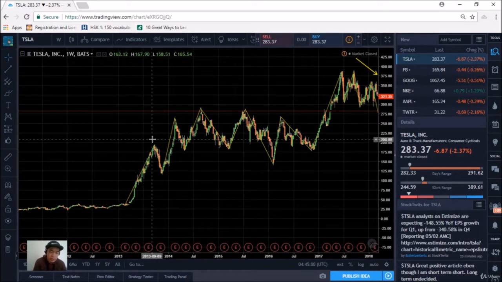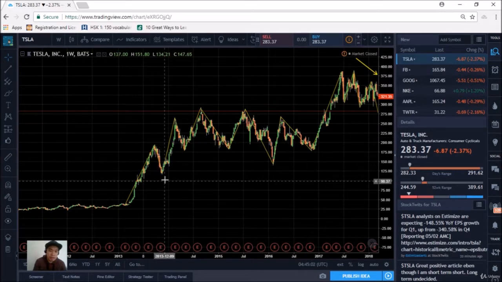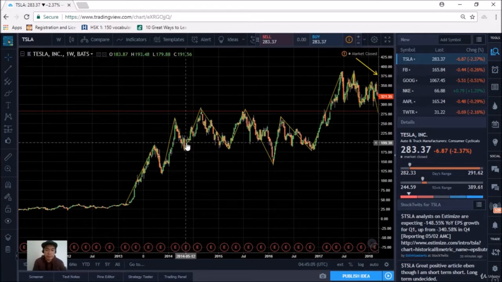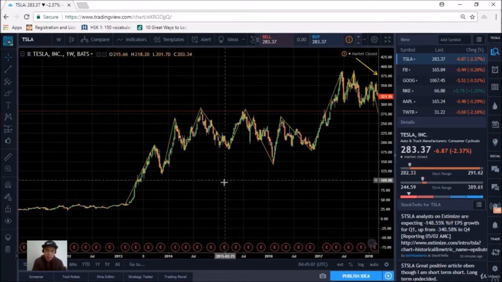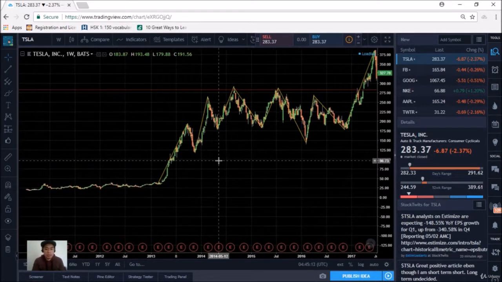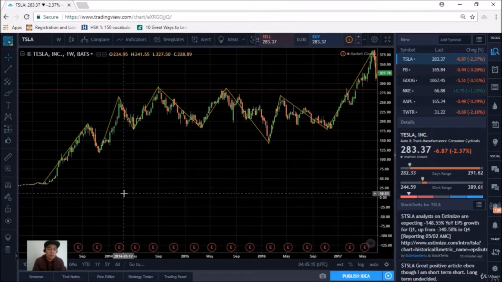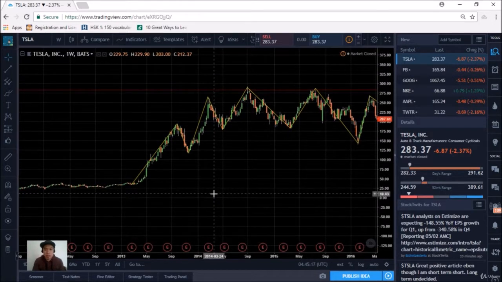This is demand, this is the supply line, this is demand, this is the supply line. Now what we're trying to do is see the market in terms of power, and we will apply Fibonacci to see whether there is power or not.